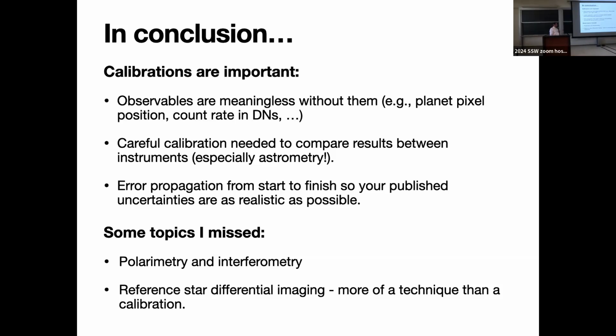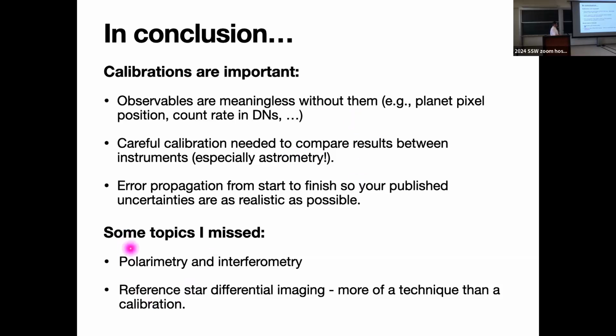This is especially true for astrometry, for high contrast imaging instruments, where there can be some variation in the north angle. And it's also very important to do error propagation from start to finish so that your position uncertainties are as accurate or realistic as possible. So every step along this series of calibrations, you'll have an associated uncertainty. So it's very important to take them all together, propagate them from start to finish, such that your final error bar is realistic.